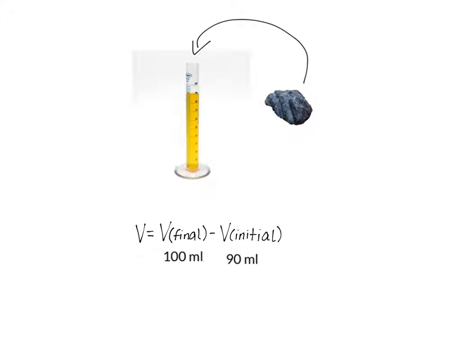Okay? So then you would just plug those numbers into the formula. The final volume minus the initial volume equals the total volume, which here, 100 minus 90 is going to be 10. So the volume would be 10 milliliters. Okay, that would be our volume.